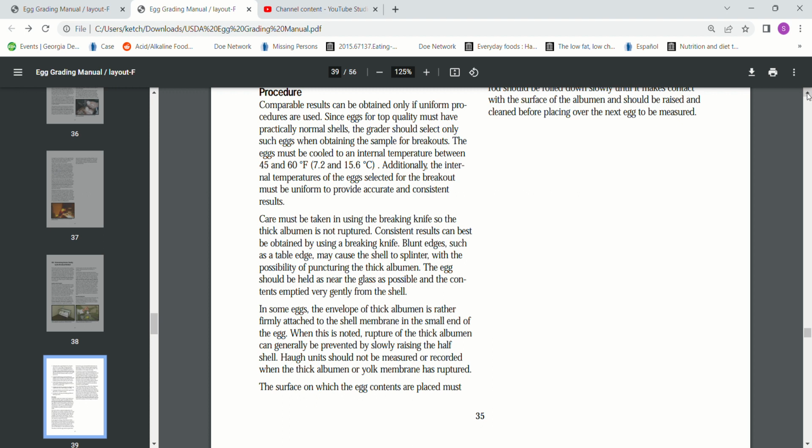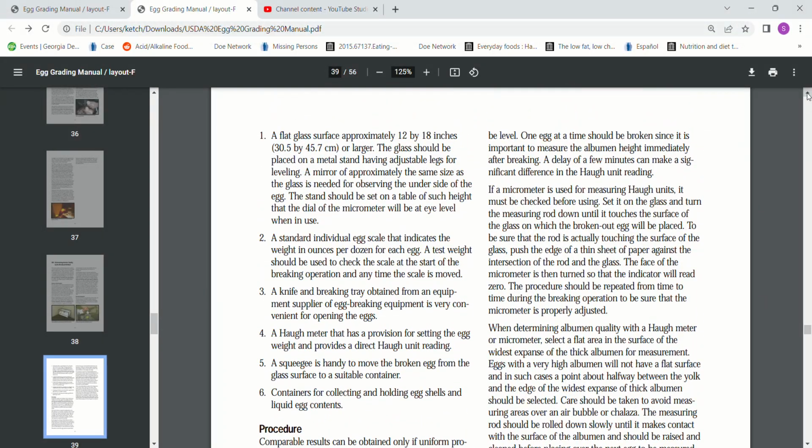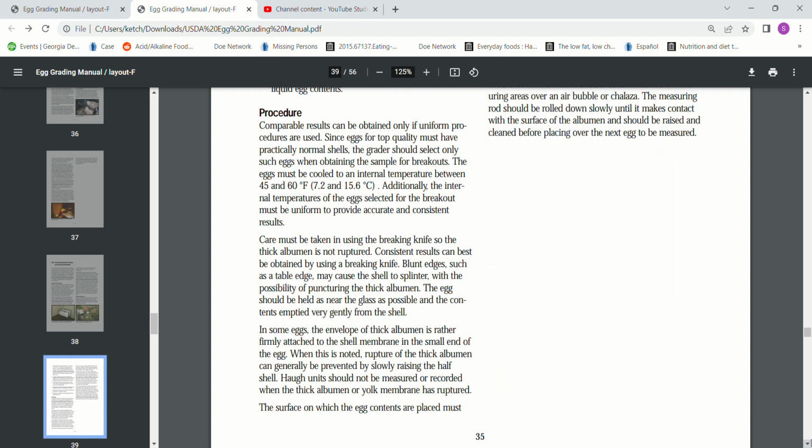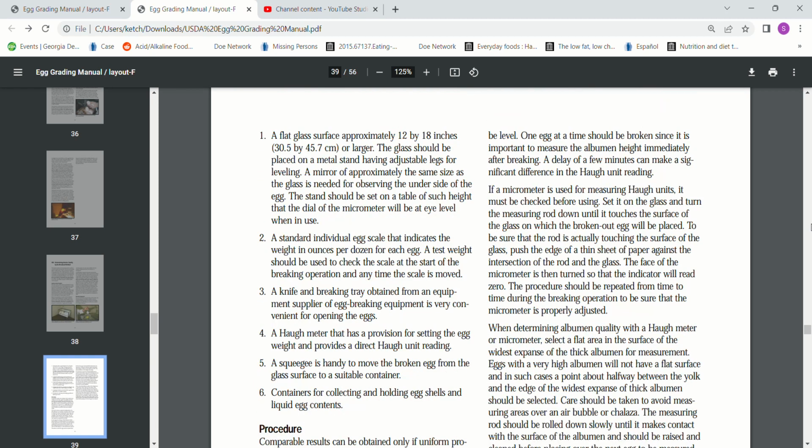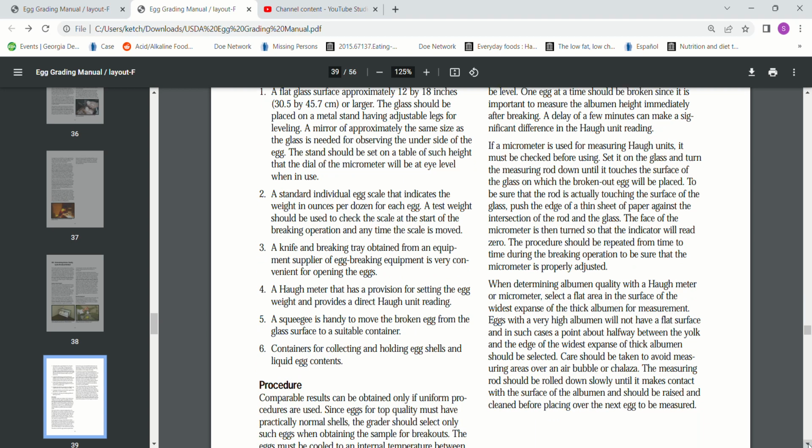The surface on which the egg contents are placed must be level. One egg at a time should be broken, since it is important to measure the albumen height immediately after breaking. A delay of a few minutes can make a significant difference in the Haugh unit reading.